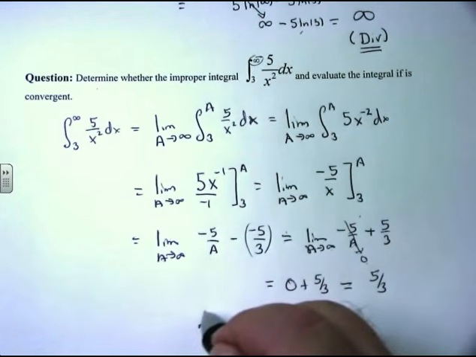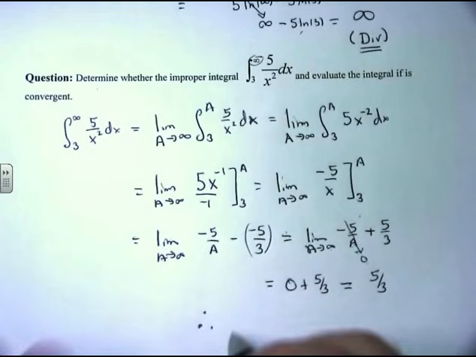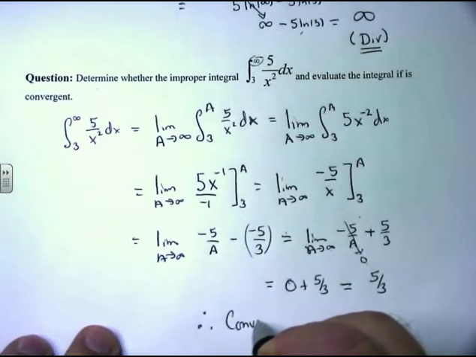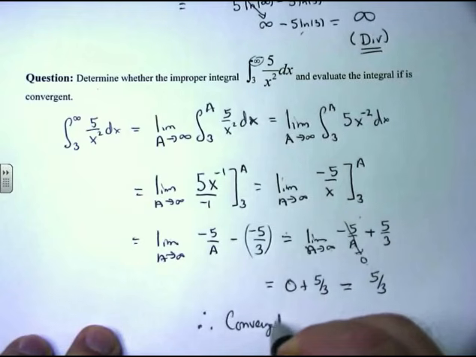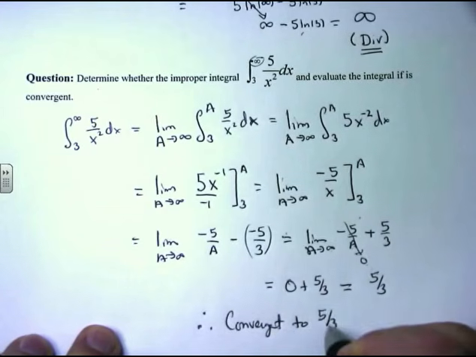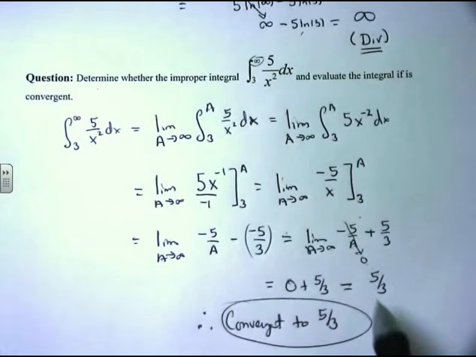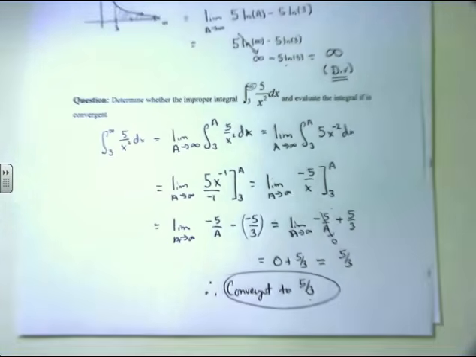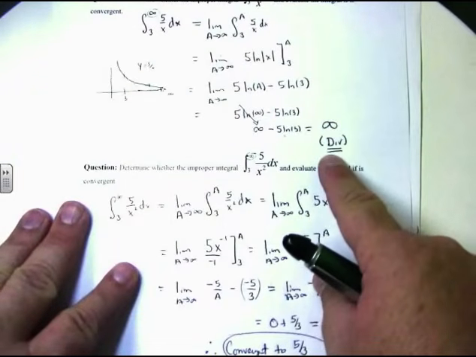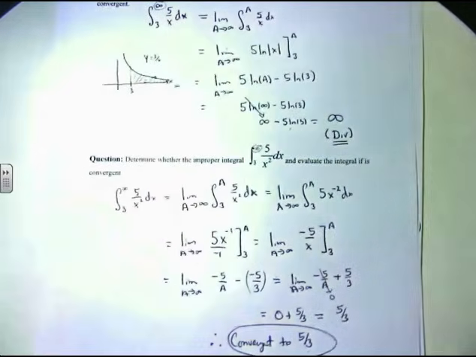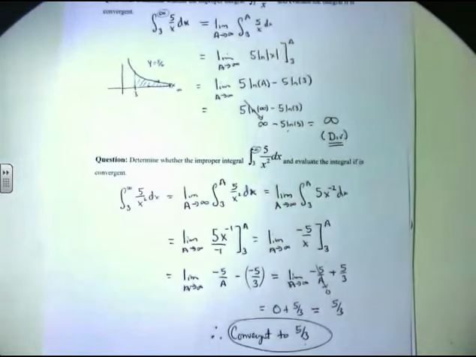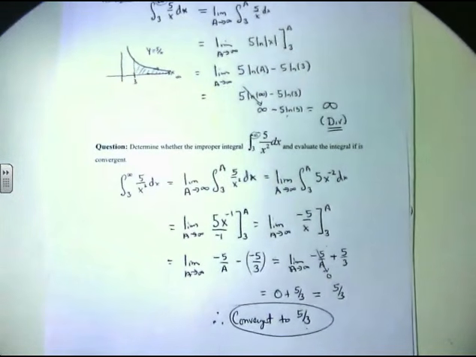So therefore, we would say the answer is convergent to 5/3. If we get a number, we call it convergent. If we get infinity or negative infinity, we call it divergent. So not too bad on these problems, but it does remind you you're going to have to go back and do some calculus 1 stuff. So let's look at some more problems.